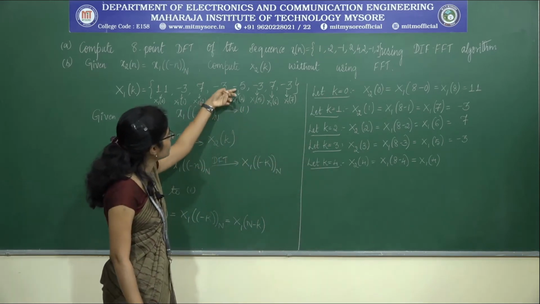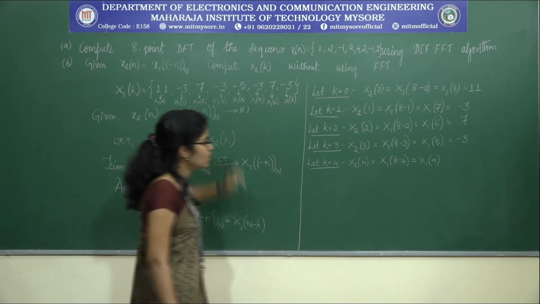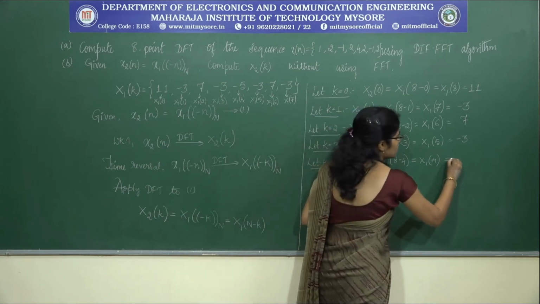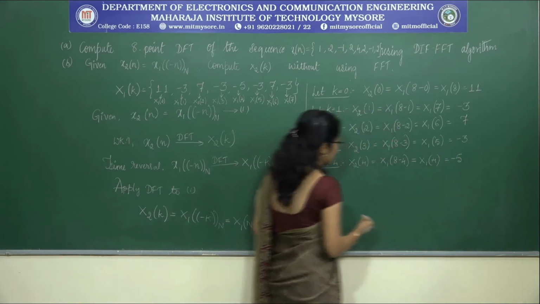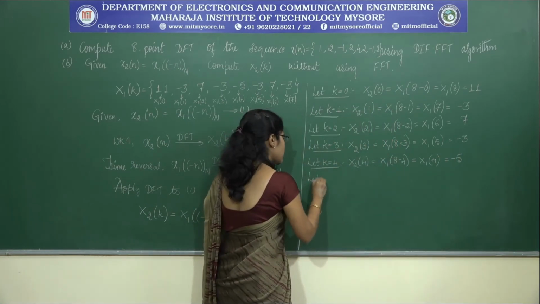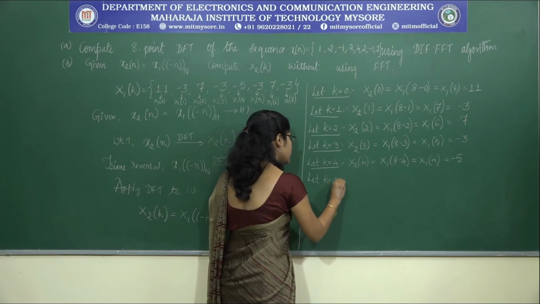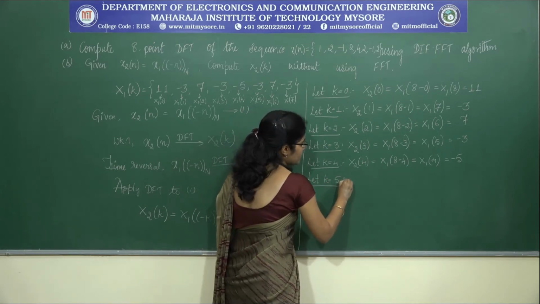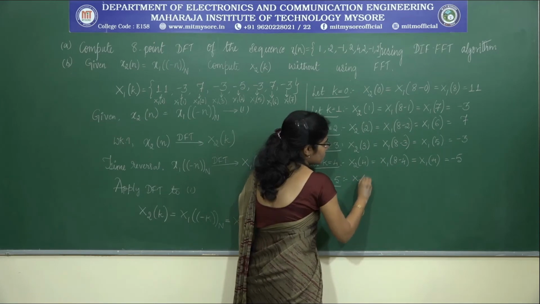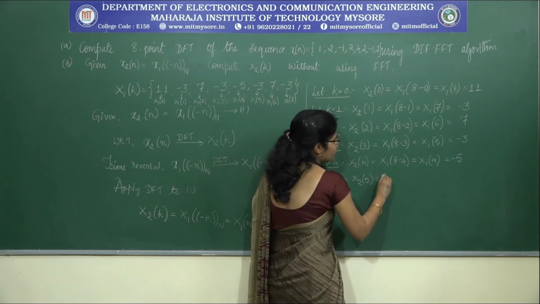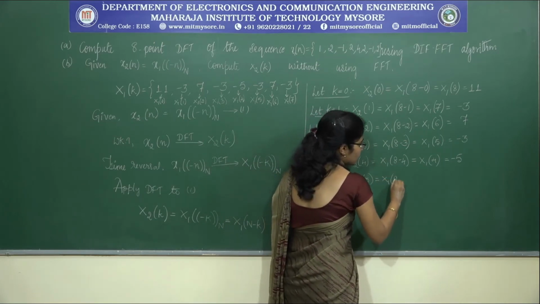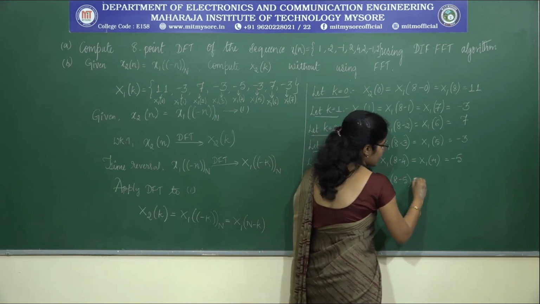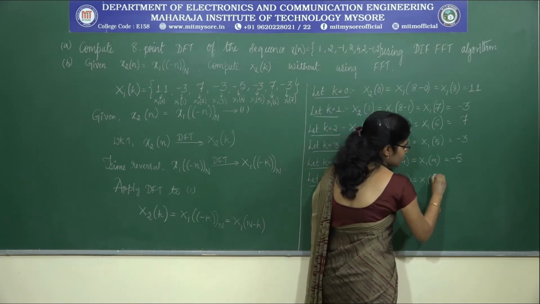What is x1 of 4? x1 of 4 is nothing but equal to minus 5. So, this is equal to minus 5. So, what should be the next value of k? Let k be equal to 5. If k is equal to 5, x2 of 5 will be equal to x1 of 8 minus 5, which is equal to x1 of 3.